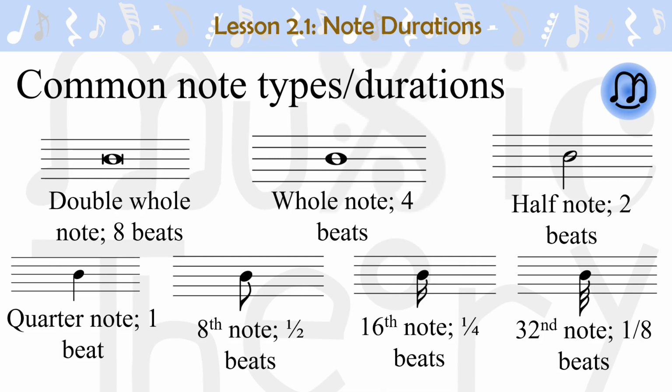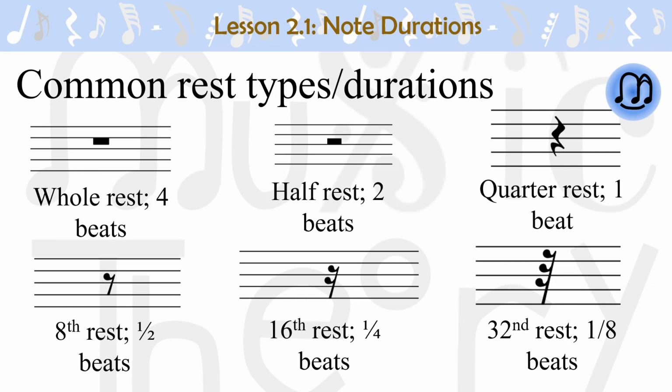Shown on the slide are some common note types and durations. A double whole note is 8 beats, a whole note is 4 beats, a half note is 2 beats, a quarter note is 1 beat, an eighth note is half a beat, a 16th note is a quarter of a beat, and a 32nd note is an eighth of a beat.